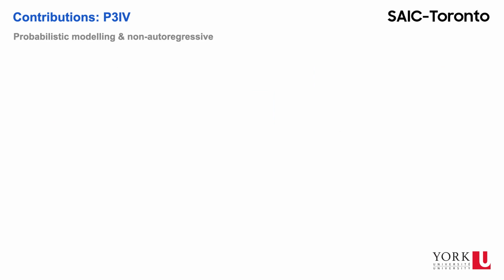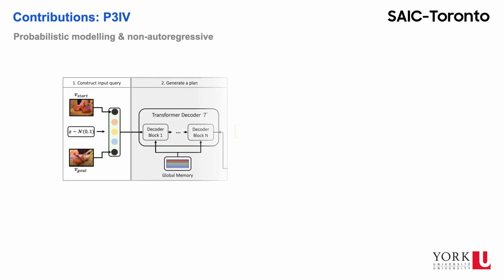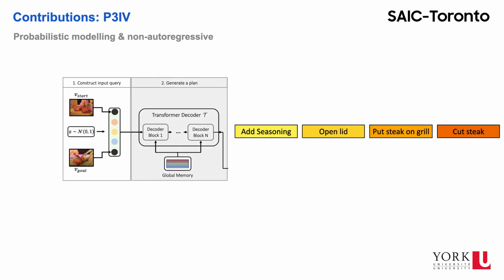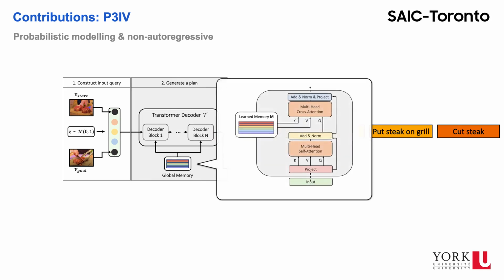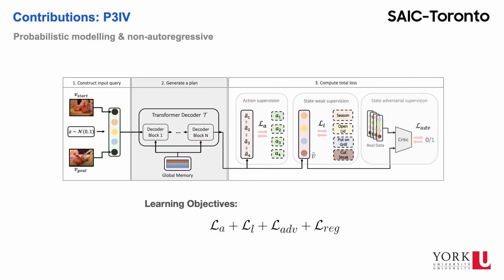To have a probabilistic and non-autoregressive model, we devise our plan generator as following. We first concatenate the input with a combination of start-goal observations, learnable queries, and Gaussian random noise. Then a stack of transformer decoders augmented with a global memory will produce the entire plan at once. This memory module interacts with query input via cross-attention, and it is shared across all the layers and the entire dataset for better efficiency. We train our model with a combination of 4 losses.